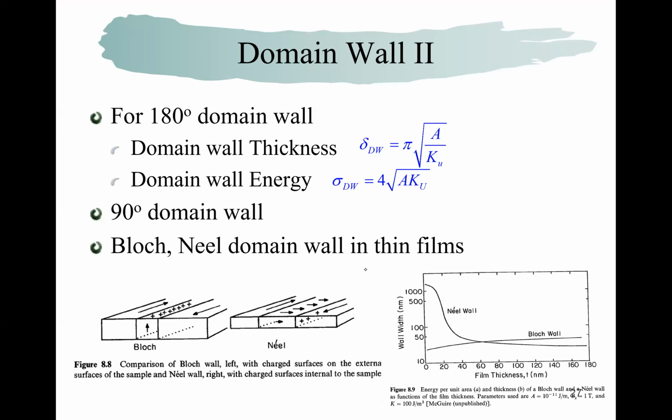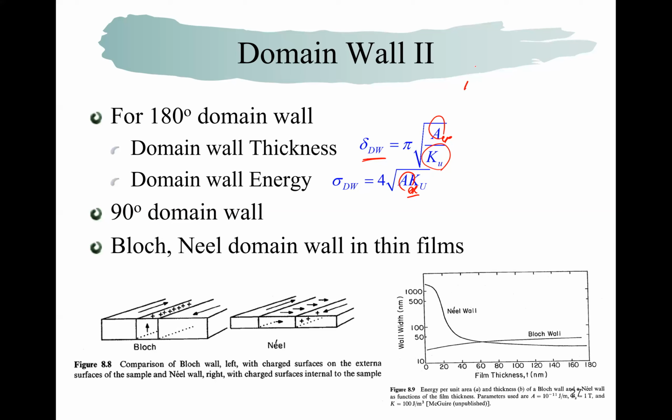And as I said, A is the exchange energy. So a large exchange energy means the domain wall width is increased. That's what we already understand. If the ferromagnetic layer prefers the polarization, that means the domain wall width is increased. And if the anisotropy energy is getting larger, then the domain wall width will shrink.